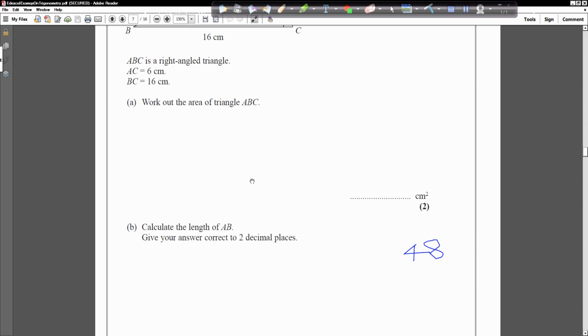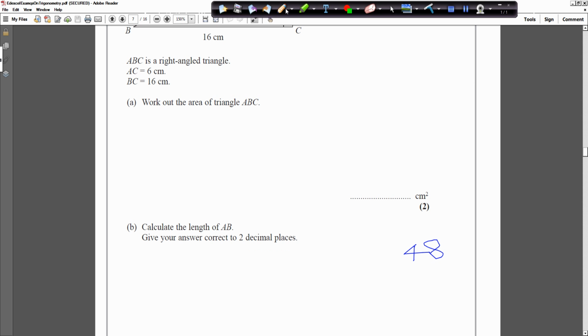Work out the length of AB. That's Pythagoras theorem again. To two decimal places, it's going to be what? 17.09 is the answer for part B. That's part A for that question. So you have those answers to check when you have a go at the question, okay? Similar to what we've just done, so we're not going to hang about on this question.